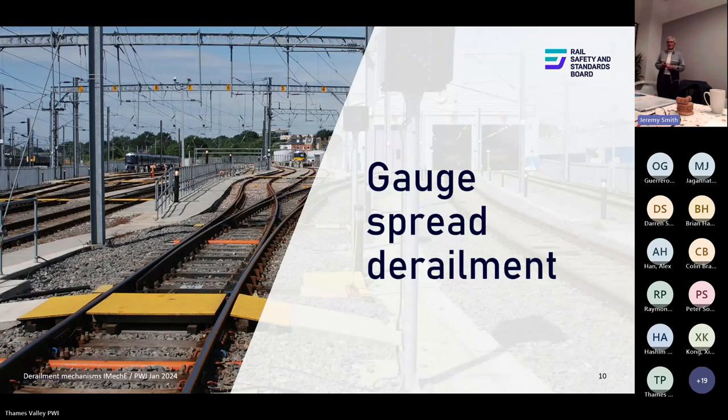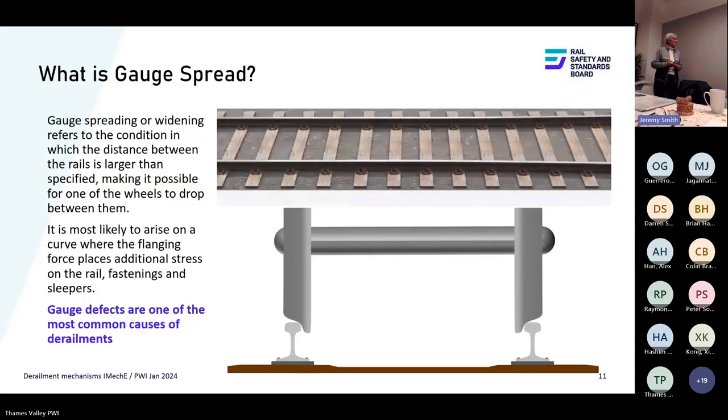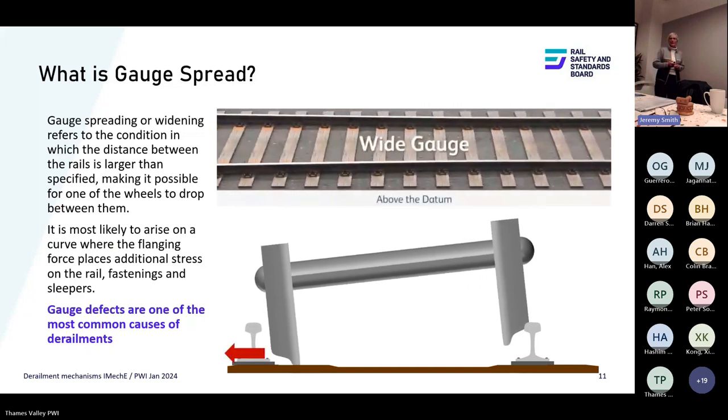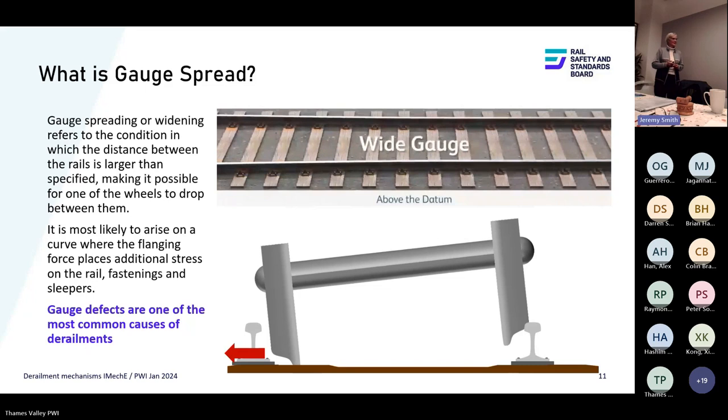Right, that's flange climb. Something different, gauge spread. And I'm sure this is one of Network Rail's animations. Oh, it's a bit of a wide gauge. Bother. The wheel's fallen in. Now, that is seriously wide gauge if it gets wide enough for the wheel to fall in. But that is what happens.